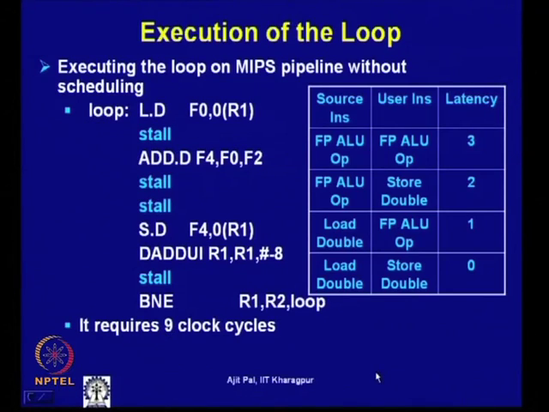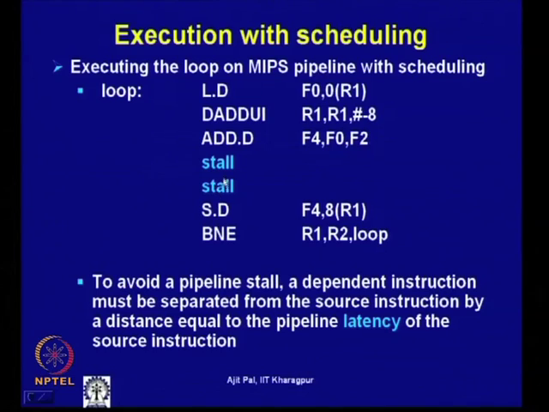Now, let us see how by rescheduling the instructions, the number of hazards can be reduced. What has been done here is that the loop manipulation housekeeping instruction has been moved earlier. Earlier it was present after the store data. Now it has been shifted earlier, and since these two instructions are not dependent, there is no need for introducing a stall here. Load and add have been separated by one instruction, and as a consequence no stall is required since there was a latency of 1 clock cycle.